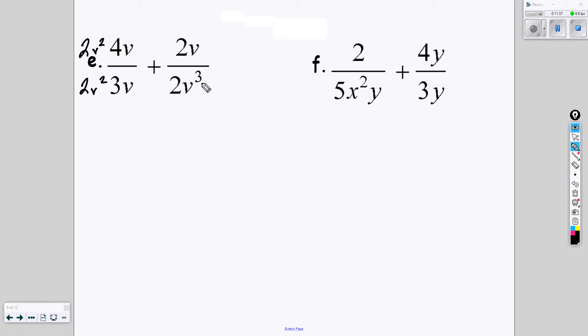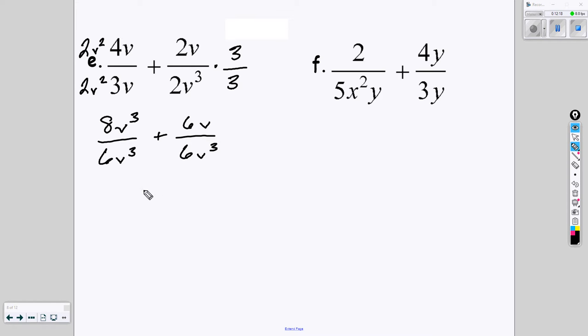And vice versa, if we take a look at what this denominator doesn't have that the other one does, that's a 3. It already has a v, so all we have to multiply by is 3 over 3. All right, so now let's do that. So 2v squared times 4v, that's 8v cubed. 2v squared times 3v, that's 6v cubed. And then in the second fraction, 2v times 3 is 6v, and then 2v cubed times 3 is 6v cubed.